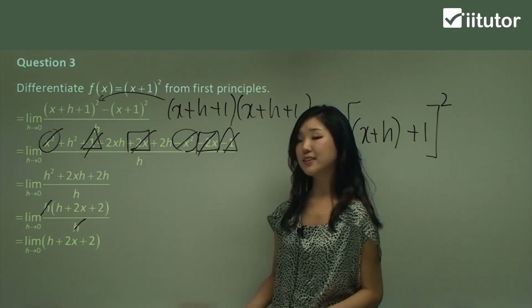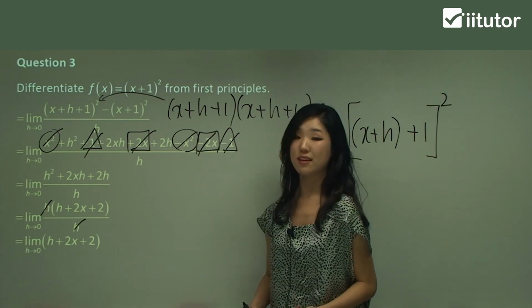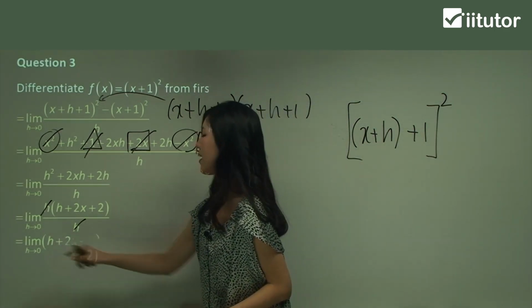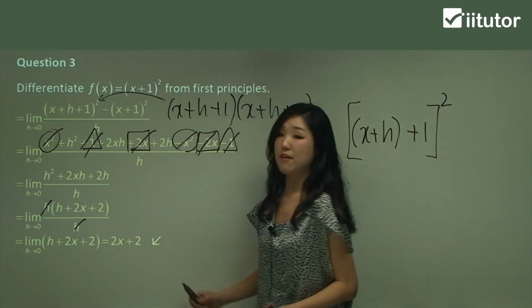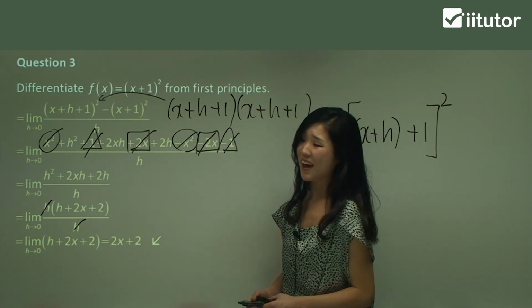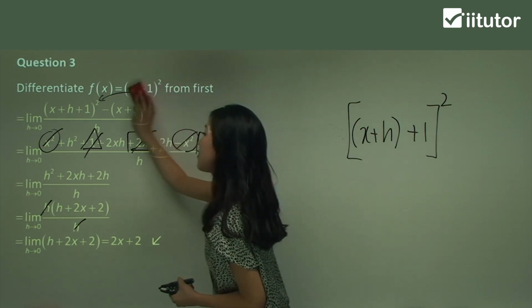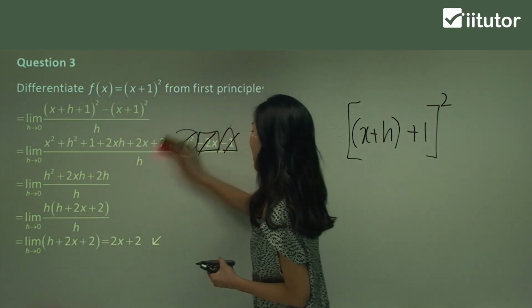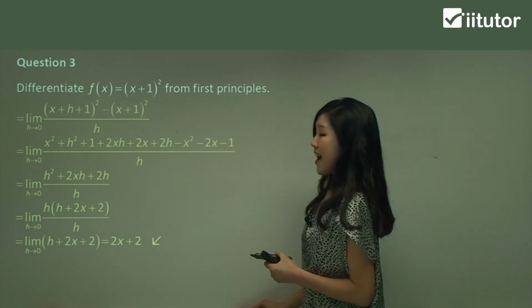Our final step, now that we can't simplify any further, is to sub in h tends to 0, or h is just 0, into there. Because that's 0, we have 2x plus 2 left over, which is our final answer. That's our solution to question 3. Yes, it is a bit long. After you apply your first principles, you've got to be really careful with the expanding out, so please take extra consideration for those. That was question 3.